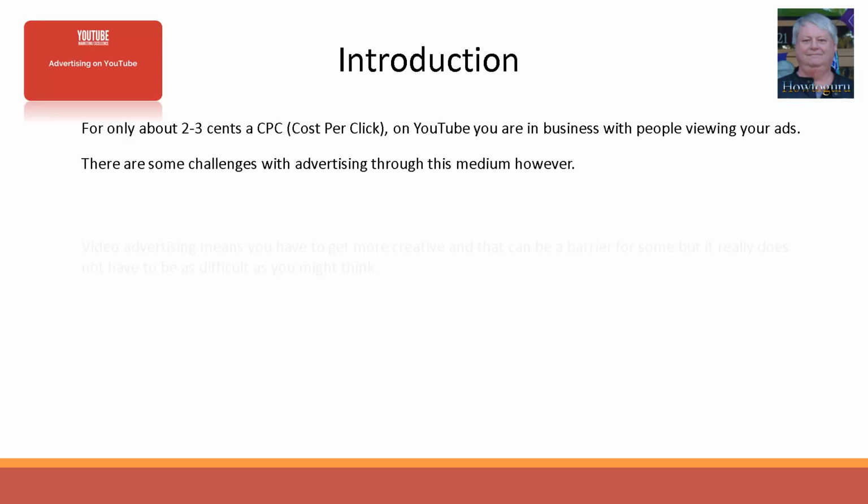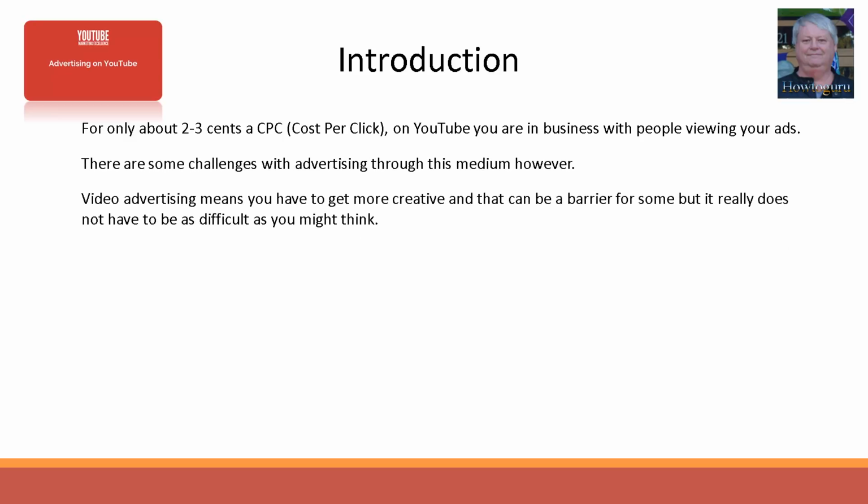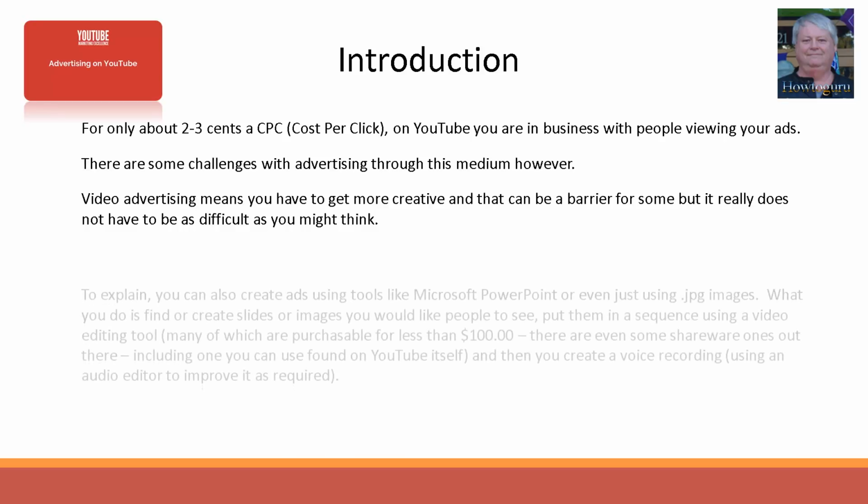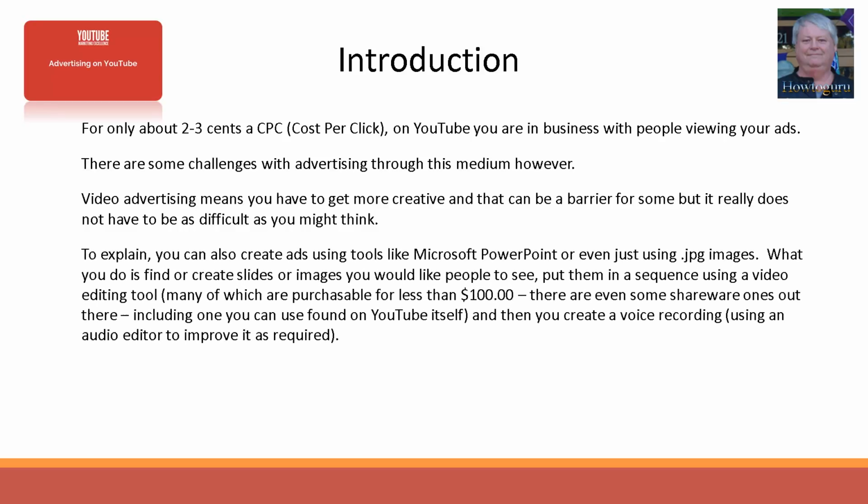The first of which is that you often will have to create a video advertisement as opposed to just an image you post with a clickable component that allows the viewer to learn more about the product and purchase it. Video advertising means you have to get more creative, and that can be a barrier for some, but it really does not have to be as difficult as you might think. For example, when people traditionally think of creating videos, they think of capturing movement and action, just like you would see on a TV advertisement or in a movie. This is an expensive and time-consuming way to create an ad, but you really don't have to be that elaborate if you don't want to.